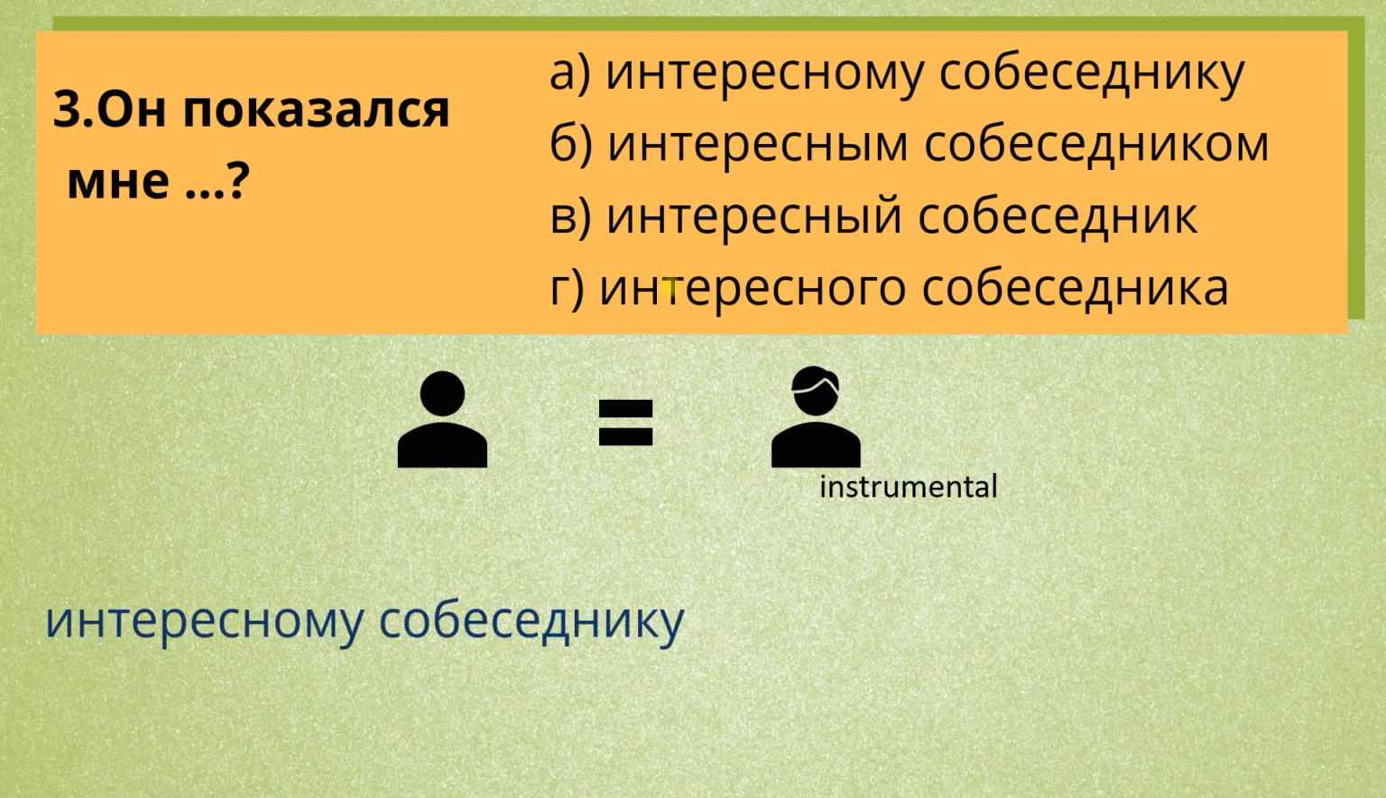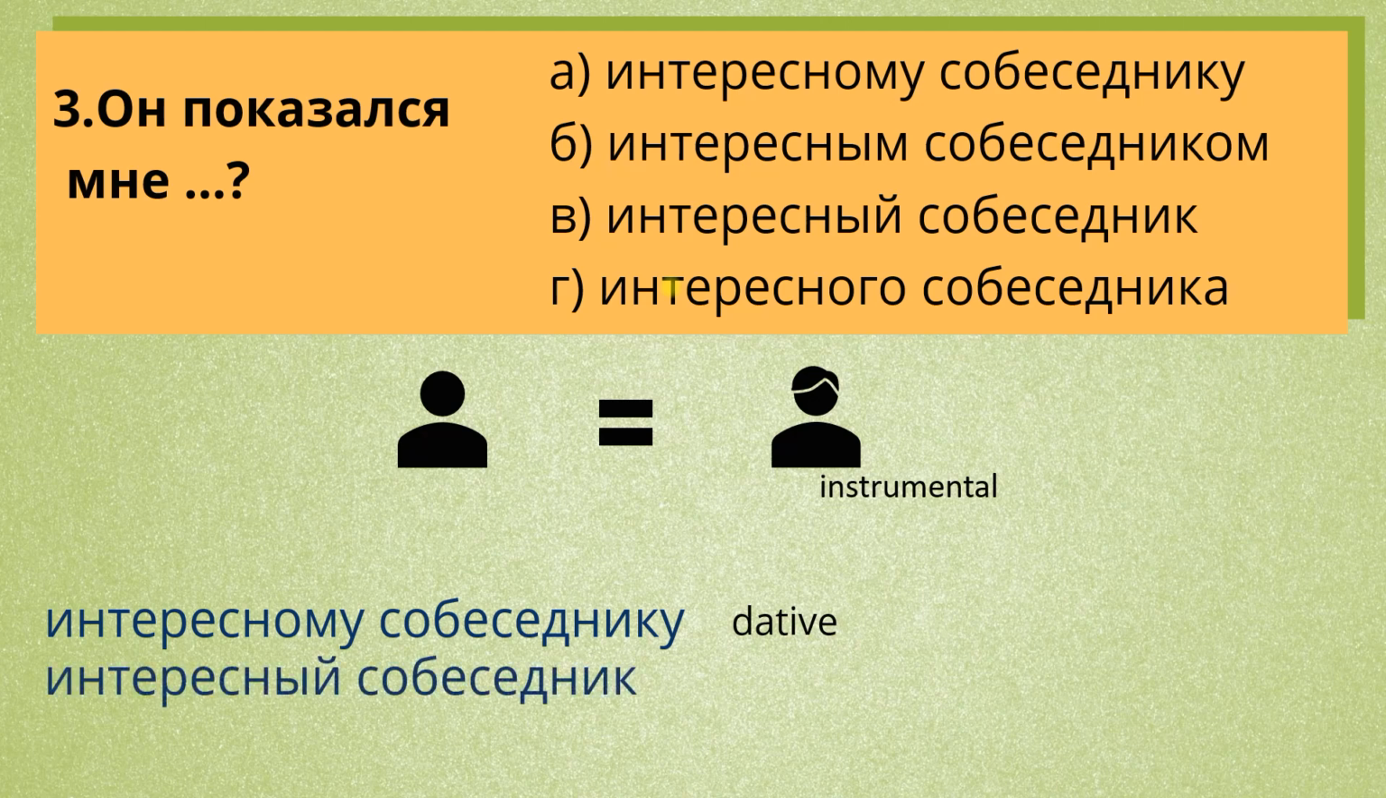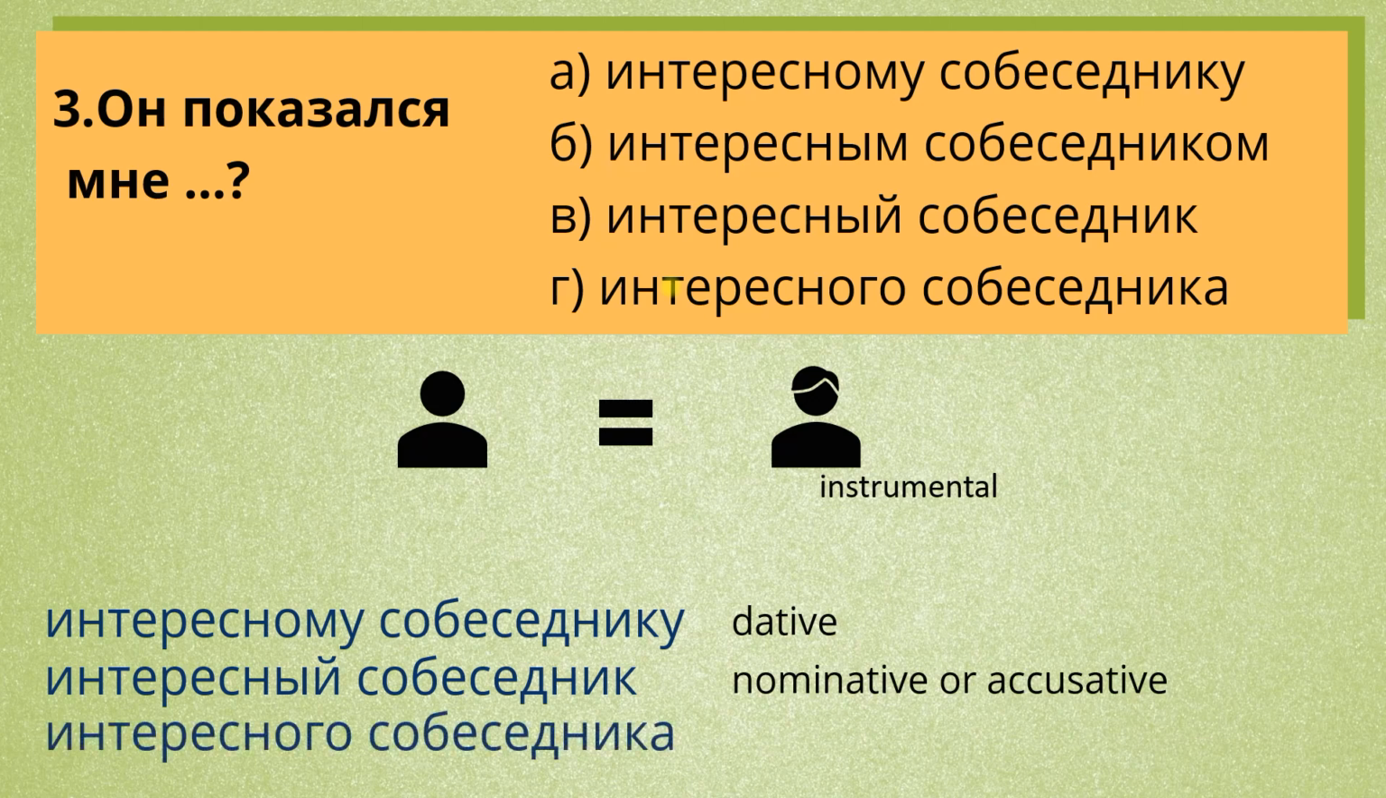We will go back to this, but first, интересному собеседнику. Look at the endings. Do you recognize the case? It's dative. We already talked about this. Омо, for the adjectives, is dative. One more, интересный собеседник. Definitely nominative or accusative. We don't change the endings for a male adjective and noun. And one more, интересного собеседника. As I said before, ого, it's a very unique ending for genitive.